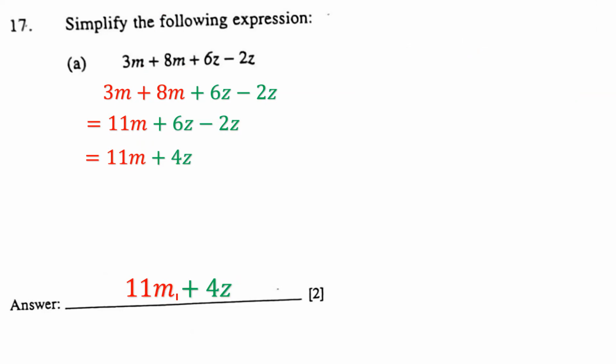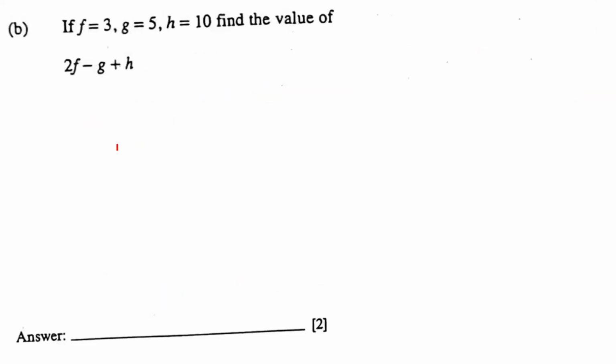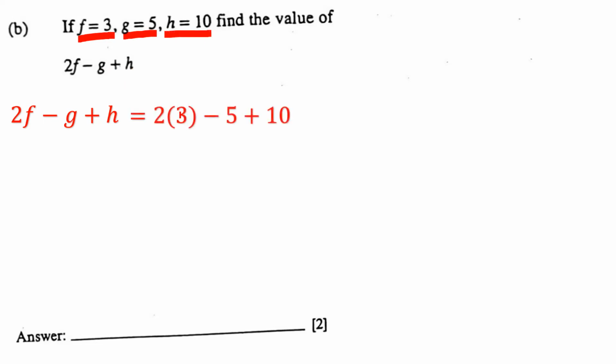Okay, let's move on to the next question, wherein we have this question B. It says, if f is equal to 3 and g is equal to 5 and h is going to be equal to 10, find the value of 2f minus g plus h. And so what that means is that wherever we see f, we're going to put 3. Wherever we see g, we're going to put 5. And wherever we see h, we're going to put 10. And so let's substitute. Again, 2f, f is 3. G is 5, so we put 5 here. And h is 10, so we put 10 right there.